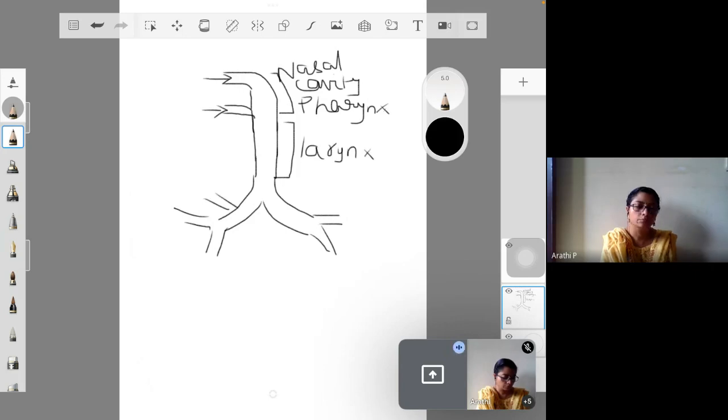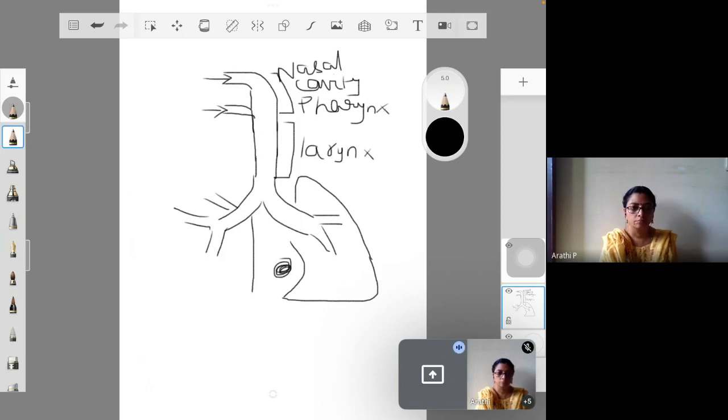See, this is exactly where the heart is located. So this part is actually the left lobe. The left lobe is smaller compared to the right lobe, because this is exactly where the heart is located. Okay. This is the right lobe.